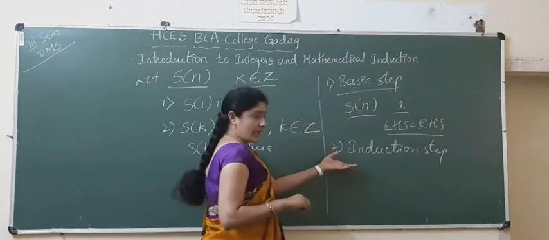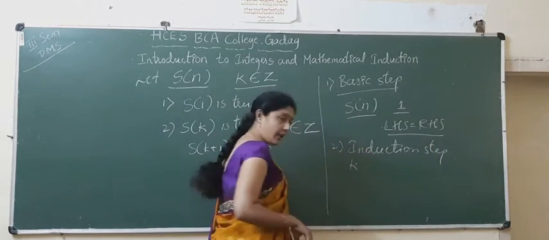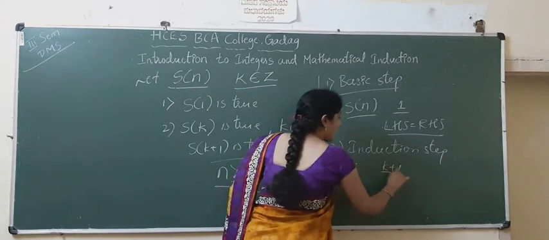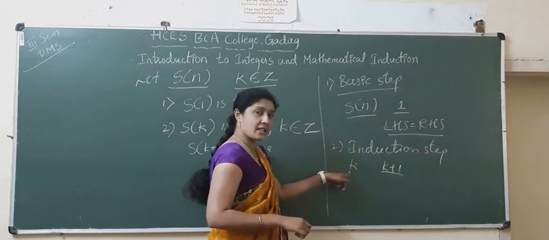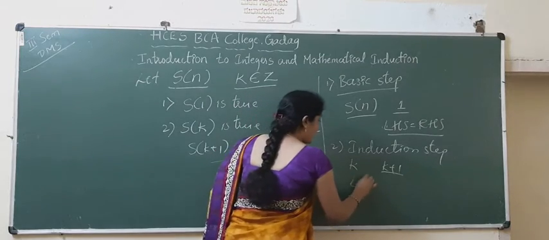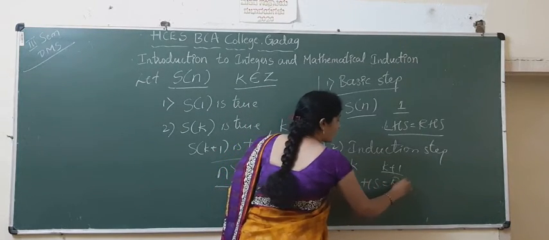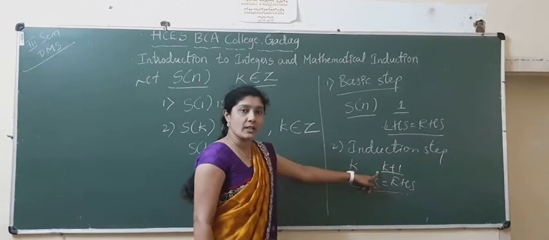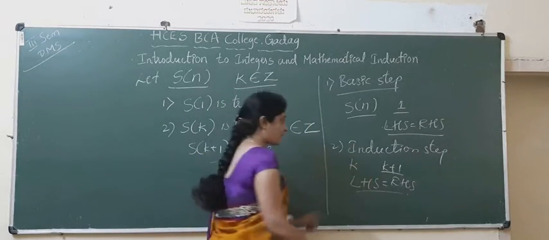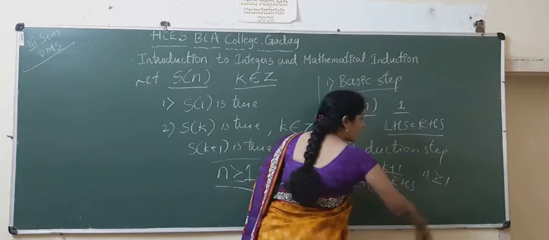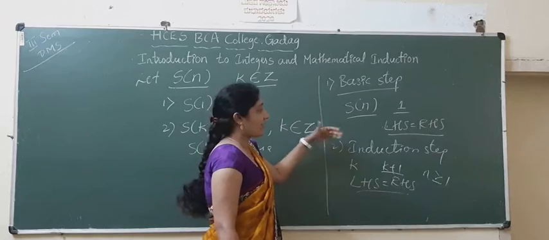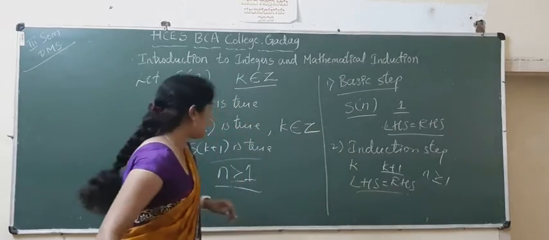In this case, we have to put k wherever there is n. Later we have to put k plus 1 wherever there is k. In that case, if LHS is equal to RHS, then we can say that S of k plus 1 is true for all the integers n greater than or equal to 1. Now, let us solve the problems.